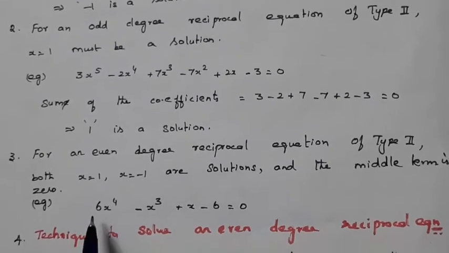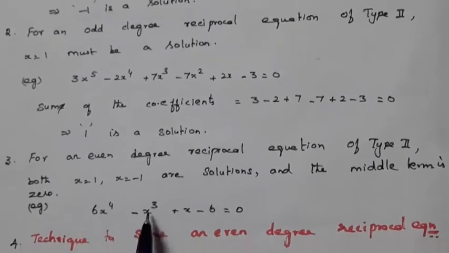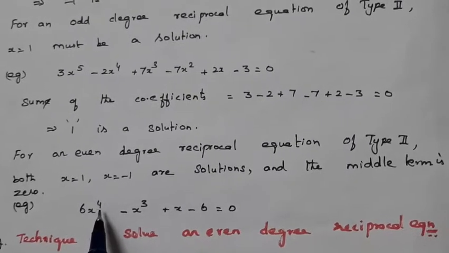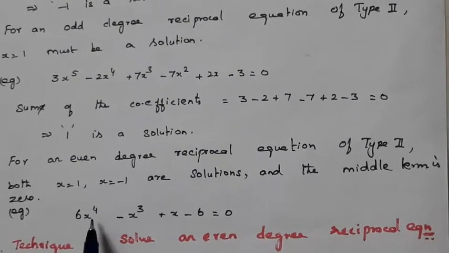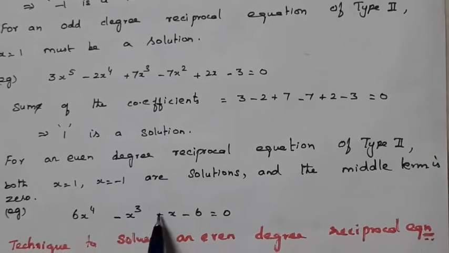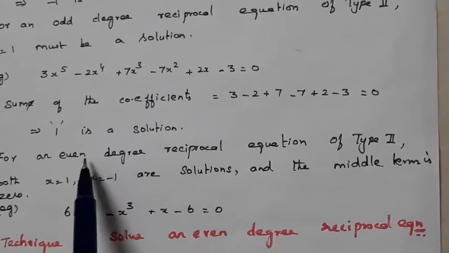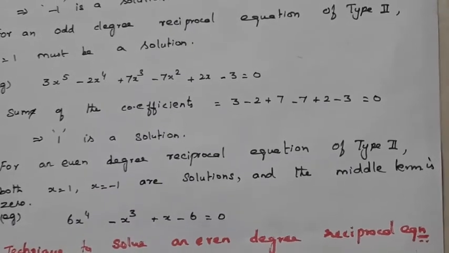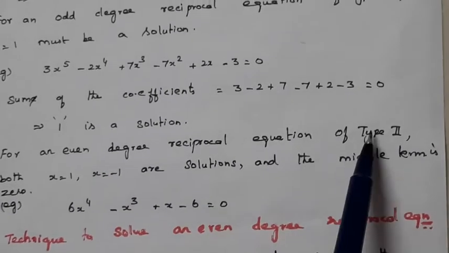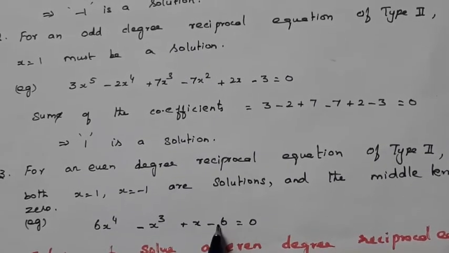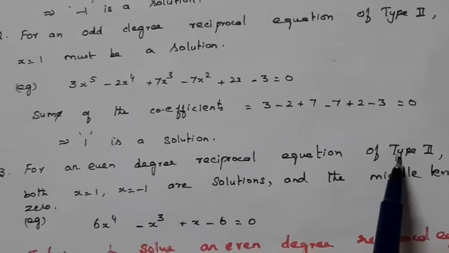So look at this example. 6x power 4 minus x cube plus x minus 6 is equal to 0. See, look at this. This is of even degree, and even degree means it should have 5 terms, but the middle term x squared is 0. Okay. So for a reciprocal equation of type 2 of even degree, surely the middle term will be 0. Otherwise, it won't be a reciprocal equation of type 2. And then the coefficients here, plus 6 and minus 6, and minus 1 and plus 1. So it is of type 2.